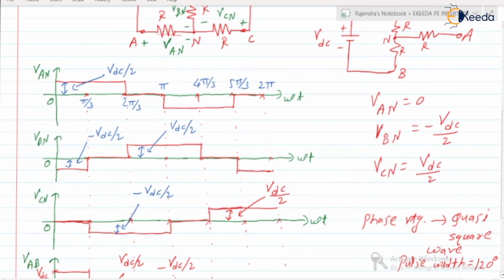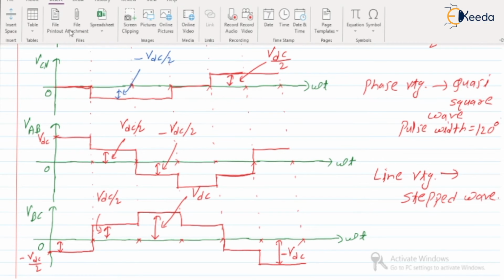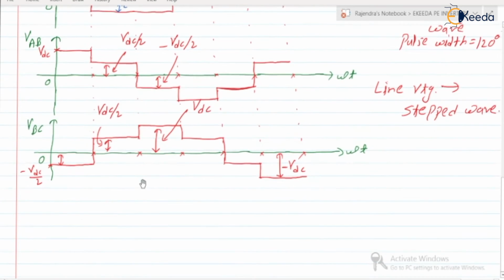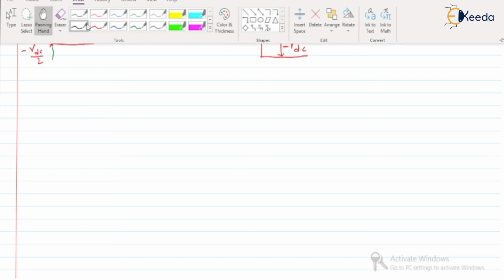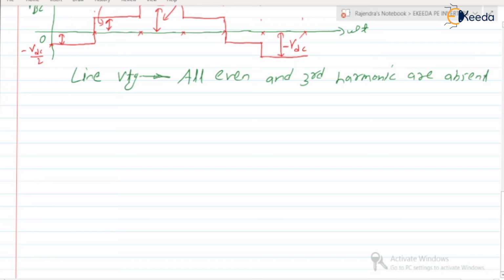Next, if you check, the phase voltage nature is a quasi square wave with a pulse width of 120 degrees. Line voltage is a stepped wave. Can we say that the line voltage is like a 120 degree pulse width? In line voltage, which harmonics are absent? All even and third harmonics are absent.